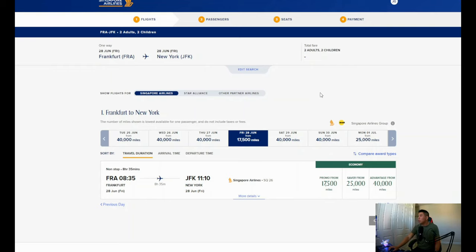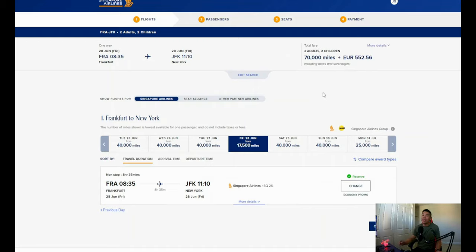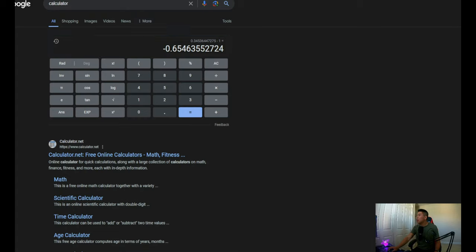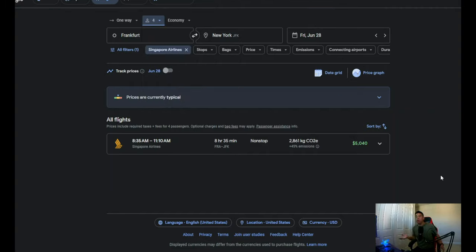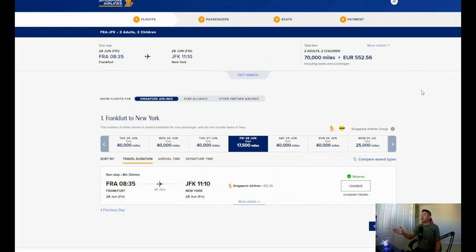I also want to show you guys that I found availability for two adults and two children. If you have a normal-size family of four, it's usually really hard to find availability in business class. But with this promotion in economy class, look over here: June 28th, coming back from your Euro trip, you can book this promotion for 70,000 miles plus €552 in fees. That's a really good savings because if I bump this to two adults and two children, you actually have to pay $5,000. Instead, you only have to pay 70,000 points plus €552.